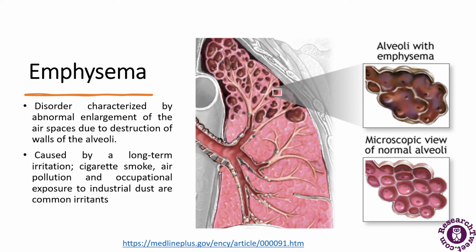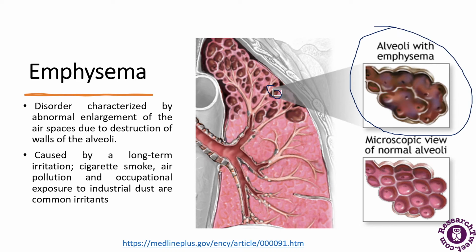Emphysema. So what is it? It is a disorder which is characterized by abnormal enlargement of the air spaces due to the destruction in the walls of the alveoli. The alveoli are present in the lungs. As you can see, this is a structure of the lung where the alveoli are present. Then there is a magnified view of how this looks.